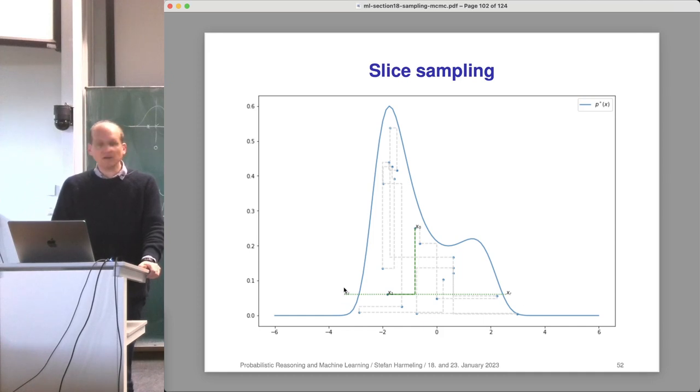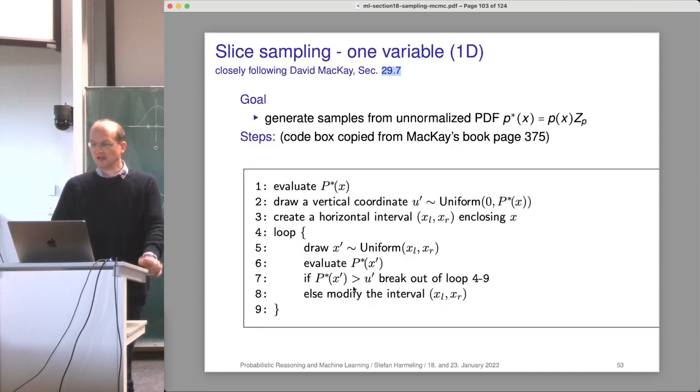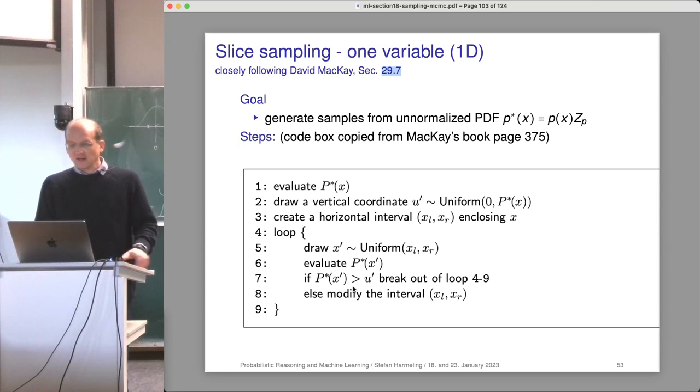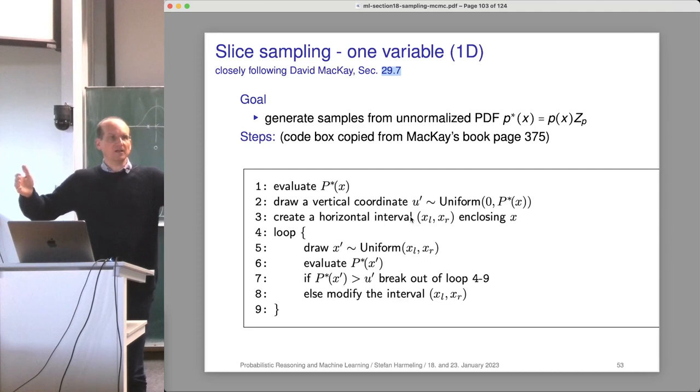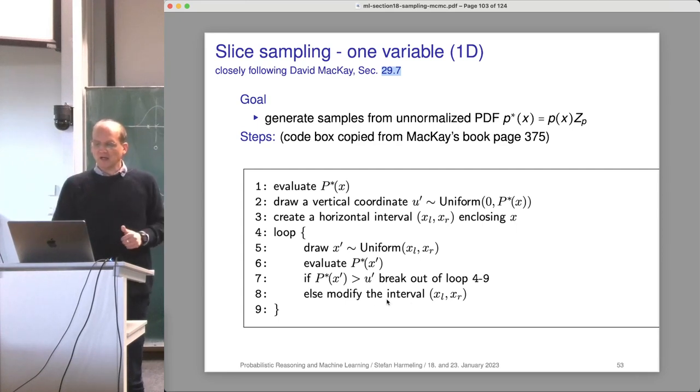Next, I draw a horizontal component. I need to create a horizontal interval around my point, some steps to the left, some to the right, and that will be detailed on the next slide, how to do it exactly. And from this interval, I'm drawing uniformly a new location horizontally, and I evaluate it. With a certain probability I will say, great, a new sample, or else I need to modify the interval and make it smaller.